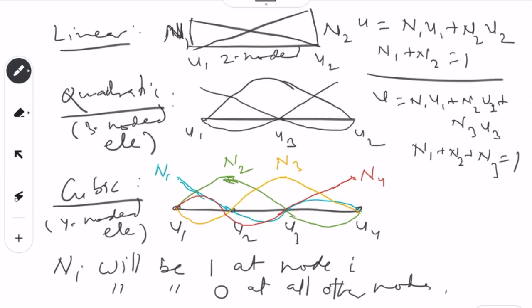Now that we know the meaning of linear, quadratic or cubic elements, all of these are for 1D problems only. We know how N1, N2, or in this case N1, N2, N3, or N1, N2, N3, N4 should look like. What is the condition they have to fulfill? Based on that, we can compose these shape functions N1, N2, N3, N4 and so on.